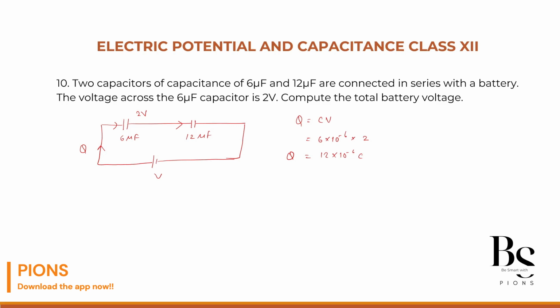The same charge should be across the second capacitor. So if the same charge is there across the second capacitor, then voltage across the second capacitor will be equal to charge upon the second capacitance. Correct? So what's the charge? So charge here is 12 into 10 to the power minus 6. And what's the capacitance value? 12 microfarad, so 10 to the power minus 6. So what is V2? 1 volt. If V2 is 1 volt and V1 is 2 volt, then what should be the battery voltage? The battery voltage should be 3 volts.